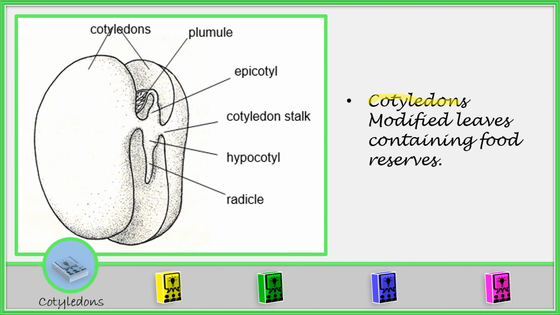The cotyledons. These are modified leaves containing food reserves. The cotyledons are these ones. This is a cotyledon, and the other one, the other side, is also a cotyledon. What do they contain? They contain food reserves. They are leaves, but we call them modified leaves because they are storing food. That's why we are calling them modified leaves with food reserve.